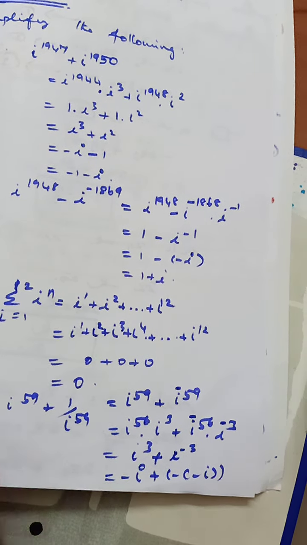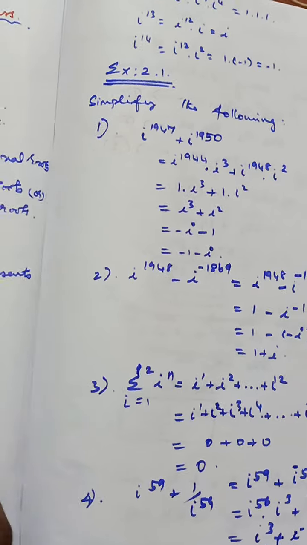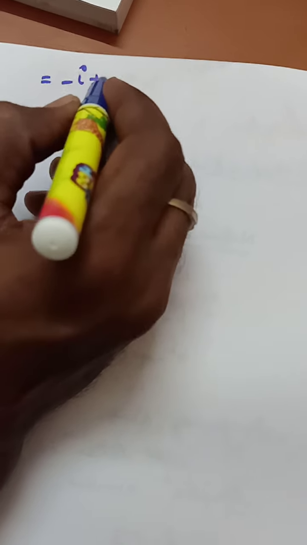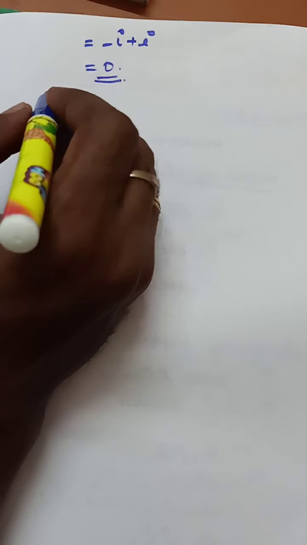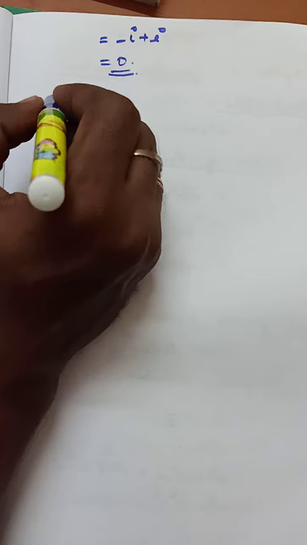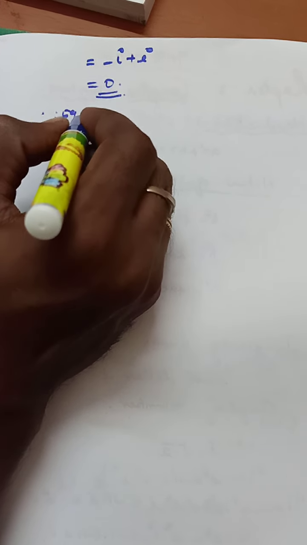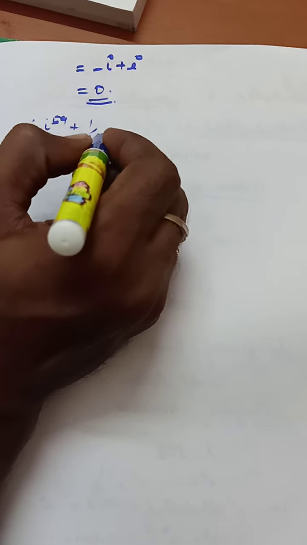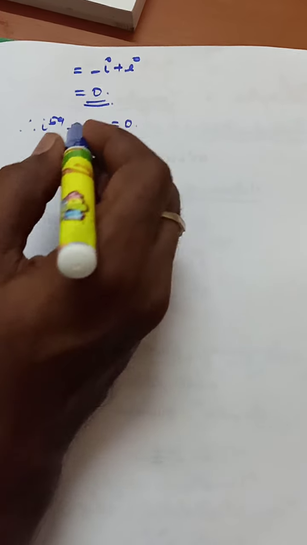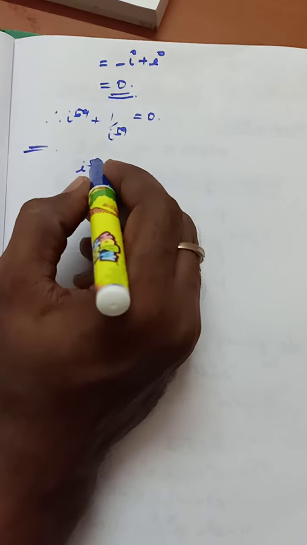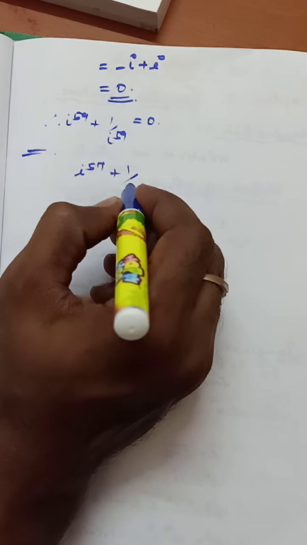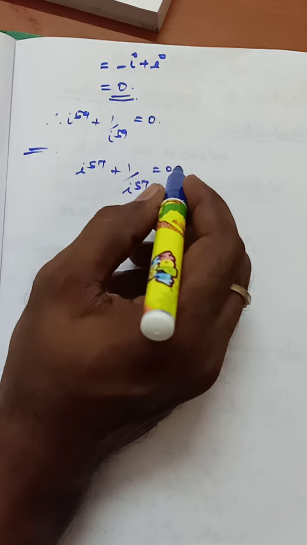So the answer is −i + i, so that is equal to 0. Therefore i⁵⁹ + 1/i⁵⁹ is equal to 0. Like that, if you have any other number, like i⁵⁷ + 1/i⁵⁷, the answer is 0.